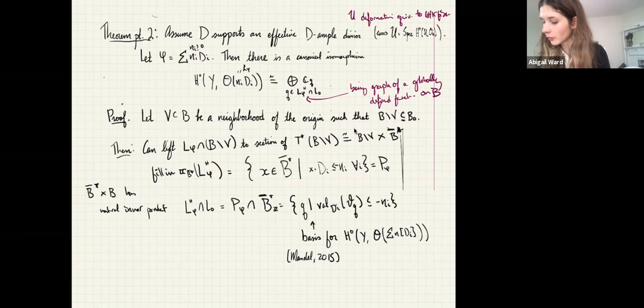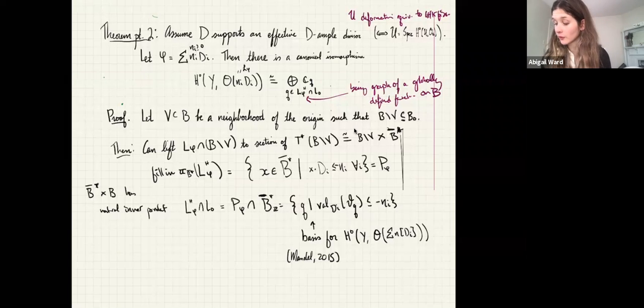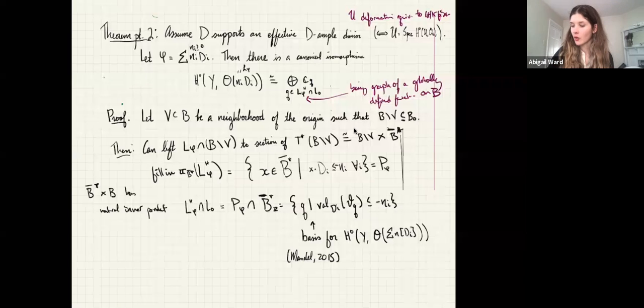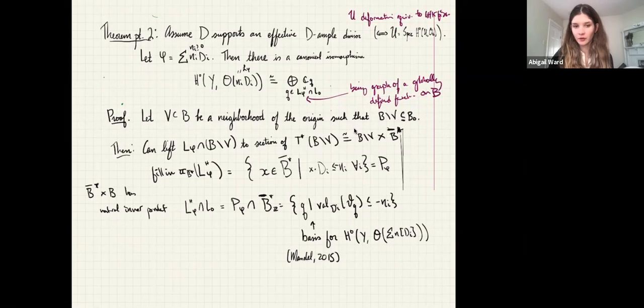Now the intersection, I keep putting B bars there because I forgot when I was doing this that I was distinguishing B and B bar. If you look at the intersection of this polytope with the integral points in this B bar, what you end up with is a set of functions Q which have their valuation along your divisor Di less than Ni. And this is a basis for the global sections of your line bundle. And this follows from work of Travis Mandel. So the point is we've generalized the notion of the polytope corresponding to a line bundle to this setting.